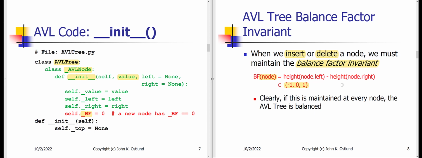So if the balance factor is -1, that means that the node at that particular position is slightly right heavy. If it's 1, it's slightly left heavy, and if it's 0, that means it's balanced at that particular node. And this really is essentially the same as the definition of a balanced tree. So if we are able to maintain this balance factor invariant at every single node in our AVL tree, then it's clear that the tree is balanced.